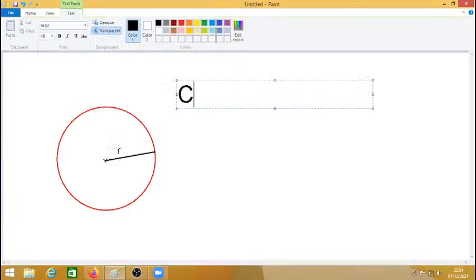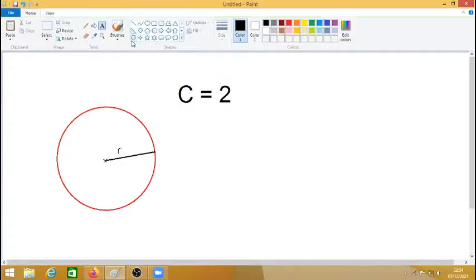Let's start with a circle, and this is just a GCSE formula. So we've got the center here, and we've got the radius of, let's say, r. Just call the radius r. How would we work out the circumference of that circle? We use the formula circumference is equal to 2 times pi times r.